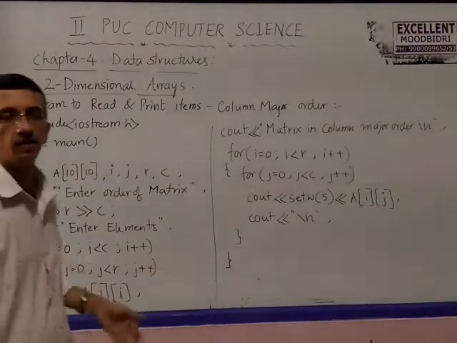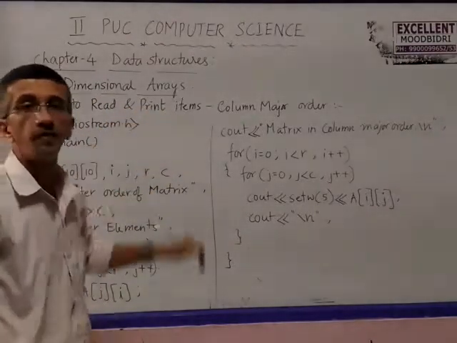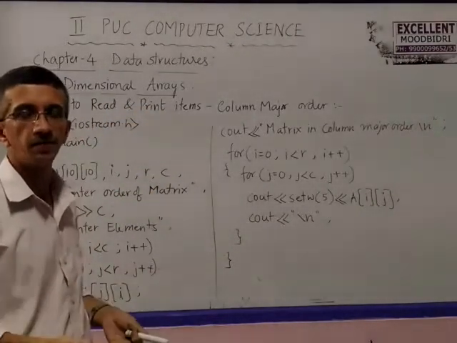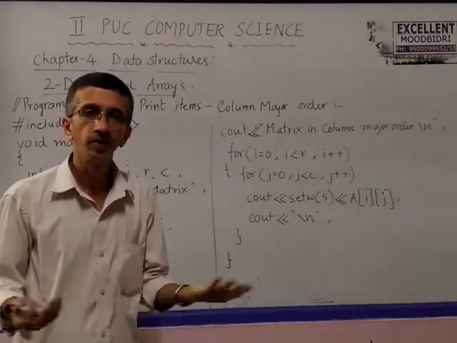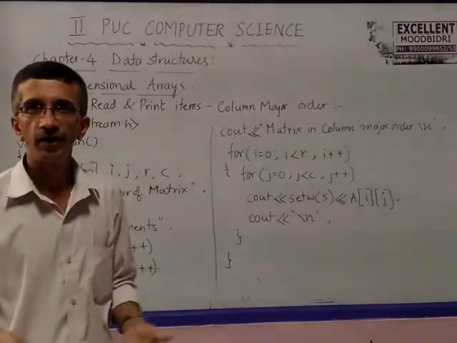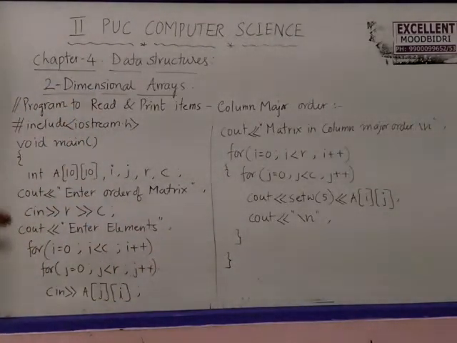Now let us see a program to illustrate column major order: how to enter items and display the items according to the column major order. Row major order, as I told, we naturally do by default, so there is no need to mention it. Now let us go to the program.